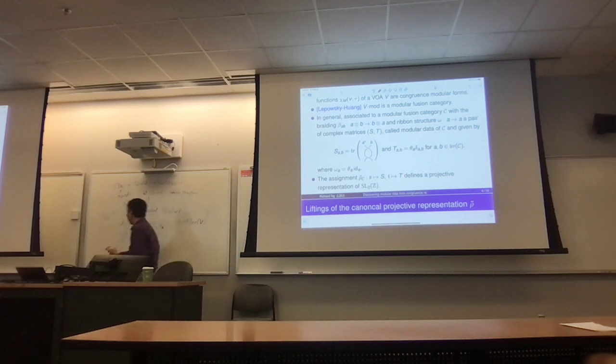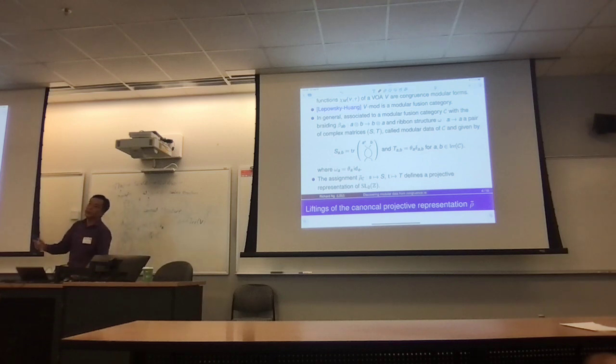Now the T matrix is written there. We just repeat it: the T matrix is given by this delta AB, the delta function, times theta A. So now I have two matrices, one is big S, the other one is big T. As I mentioned before, they're related to the modular group, the inversion and the translation. So the next line basically tells you the relation.